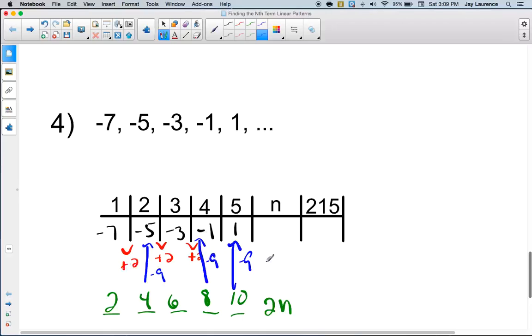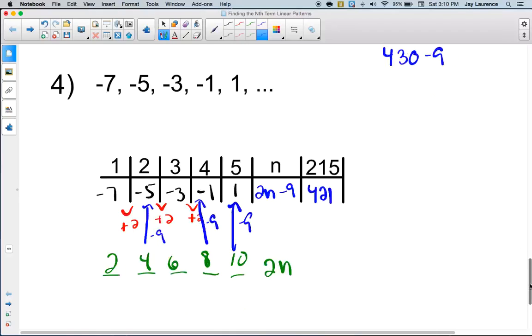So my formula is going to be 2 times n minus 9. All right. So let's try 2 times 215. And then we'll take away 9. I think that's going to be 430 minus 9. Looks like the 215th term is going to be 421. And that is that, ladies and gentlemen.